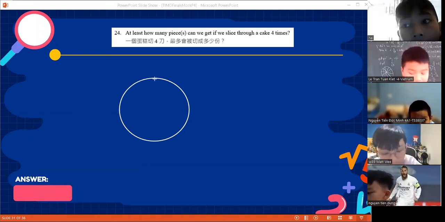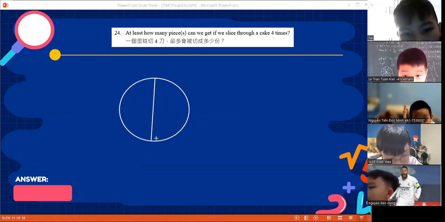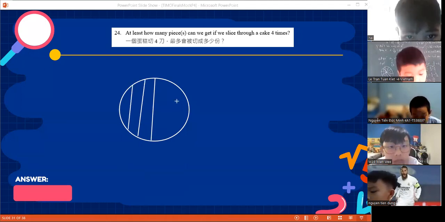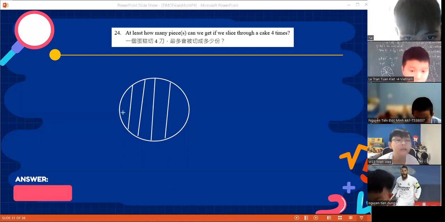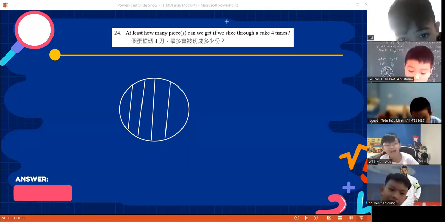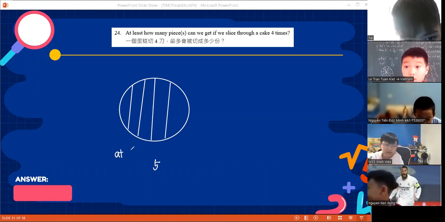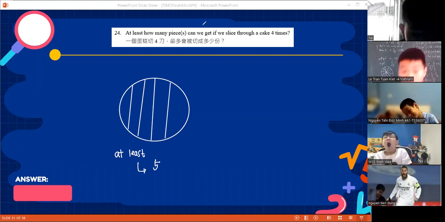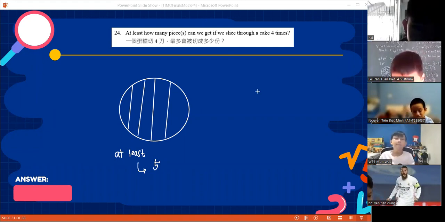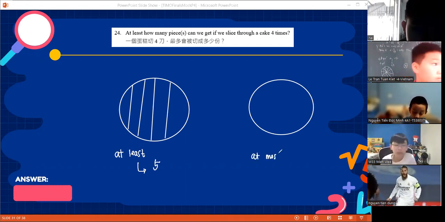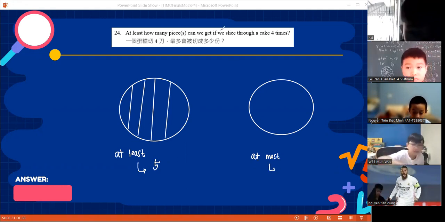Okay, four cuts. So this is 1, 2, 3, 4. How many pieces? 1, 2, 3, 4, 5. So the answer here should be 5. Now, this is at least. If it's asking for at most, okay, how do we get for at most?